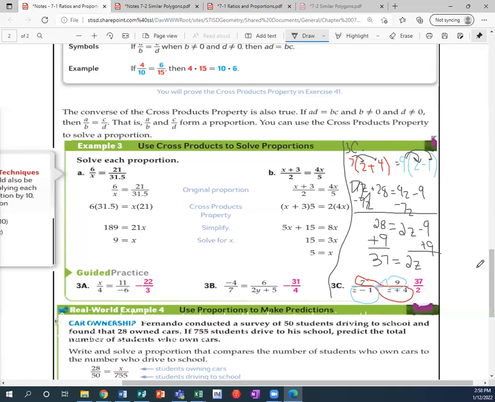All right, and here it's easy to see that our next step is going to be to divide both sides by 2. And when you do that, you should get this answer here of 37/2. All right, I didn't see any questions come up in chat. I'm going to give you a few more seconds to see if you have questions on how I did this cross product to solve the proportions. And then we'll move on to the next section.